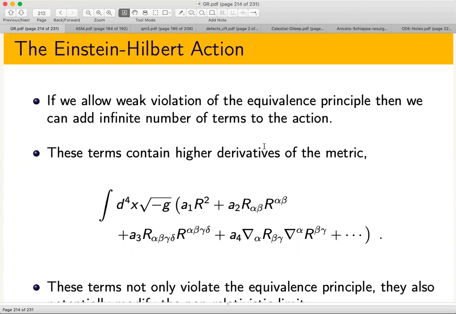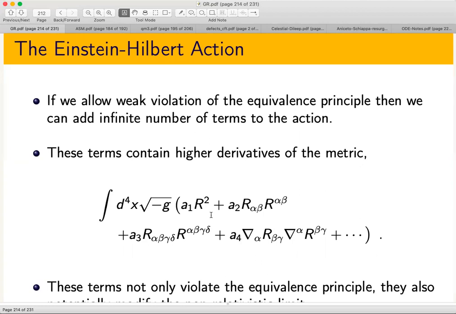Now, if you say that I don't want to stick to the equivalence principle in a very strict sense, I may allow some weak violation of the equivalence principle, then you can in fact add an infinite number of terms to the action. Some of those are written out here. You can have a Ricci scalar squared term, or Ricci tensor squared term, or Riemann tensor squared term, or derivatives of some of these. As long as you construct a scalar out of it, you can write down whatever you want.